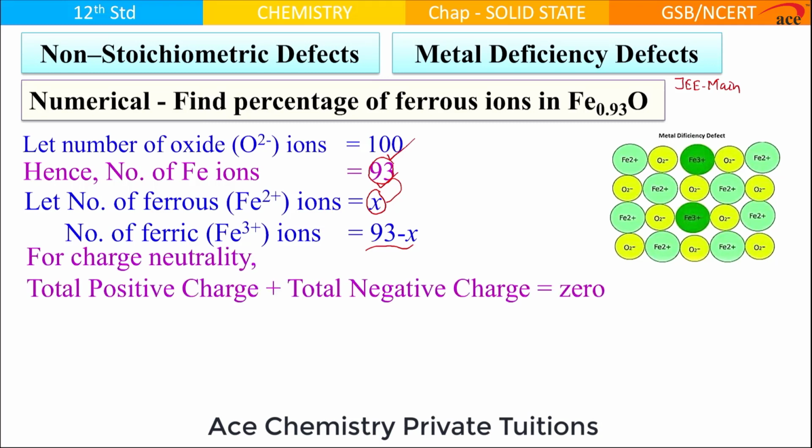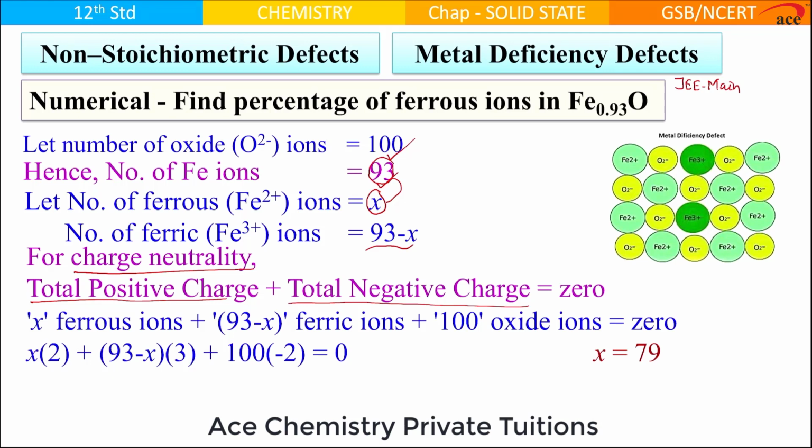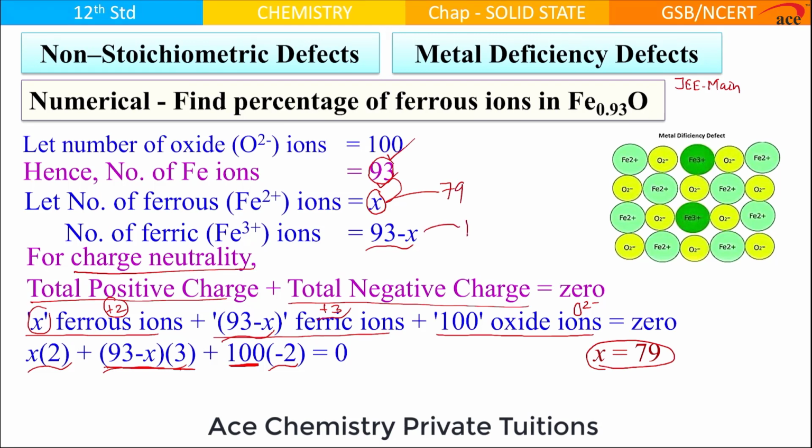Now, we are aware that for any crystal lattice, for charge neutrality, total positive charge and total negative charge is 0. Positive charge is due to ferrous ions and ferric ions, and negative charge is due to oxide ions. Each ferrous ion has a charge of plus 2, so x ferrous ions will have a charge of 2x. Every ferric ion has a charge of plus 3, so with 93 minus x ferric ions, the total charge on ferric ions will be 3 times (93 minus x). The number of oxide ions is 100, and the charge on each oxide ion is minus 2. All charges put together will be 0. If you solve this algebra, the value of x will be 79, and the ferric ions will be 14.